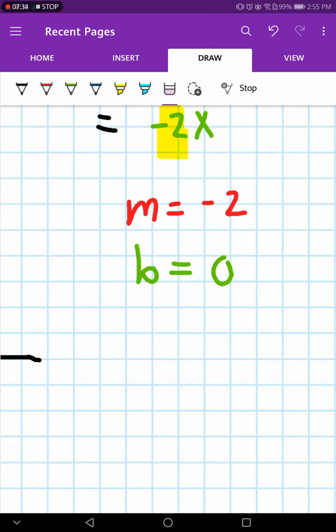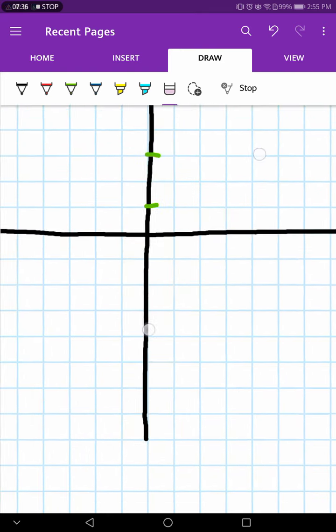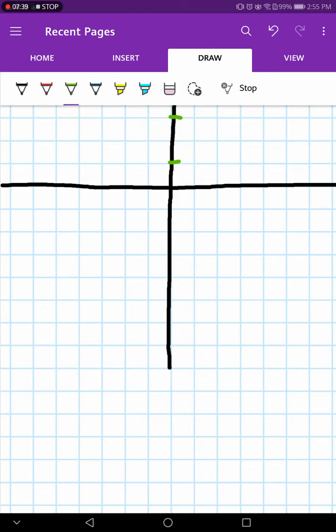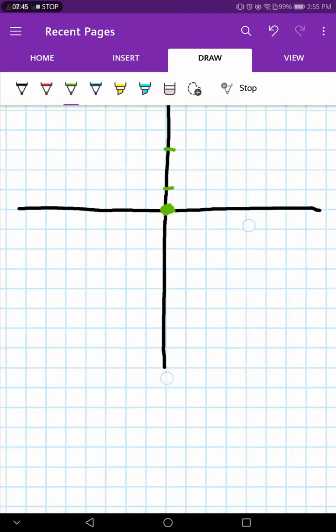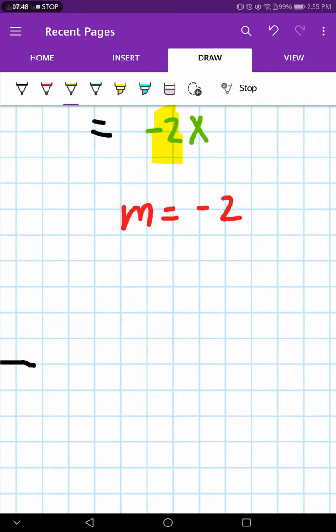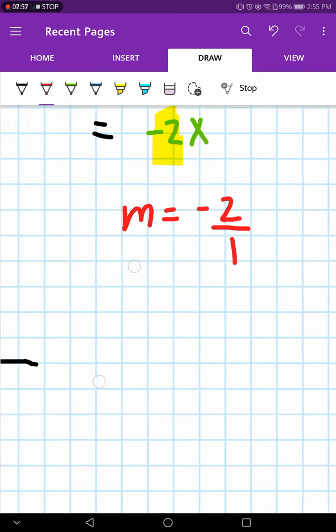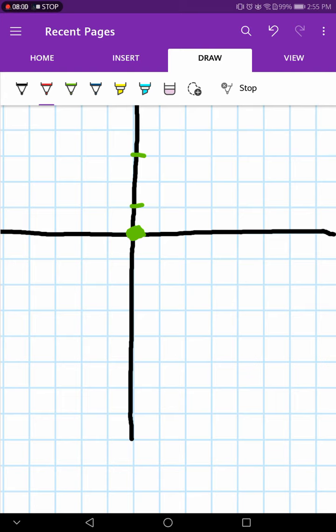B equals 0, I know that the line will pass through the origin, yes? So the first point will be here. Okay, I will follow the map from the slope. I know it is go down 2 steps and move to the right 1 step. So 1, 2 down, and 1 step to the right. So this is the second point. Then you connect between them and you are done, my dear student.